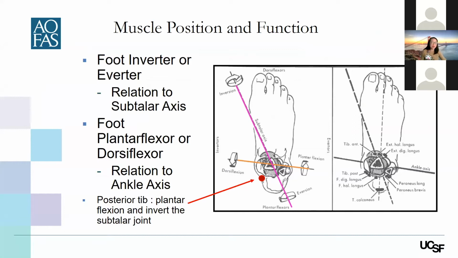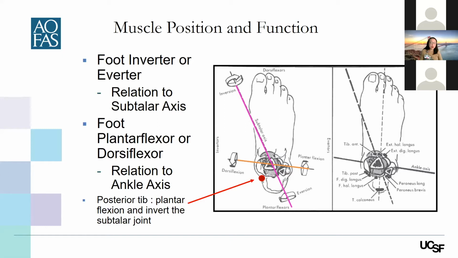Okay, so we'll move on to muscle position and function. This is a really basic concept. I know you guys understand this, but I feel it's important to repeat it. Basically, the function of every muscle and tendon really depends on where it crosses the joints, either the subtalar joint, which is this pink line, or the ankle joint. If it crosses behind the ankle joint, it's obviously going to be a plantar flexor. If it crosses medial to the subtalar joint axis, it's going to be an inverter.